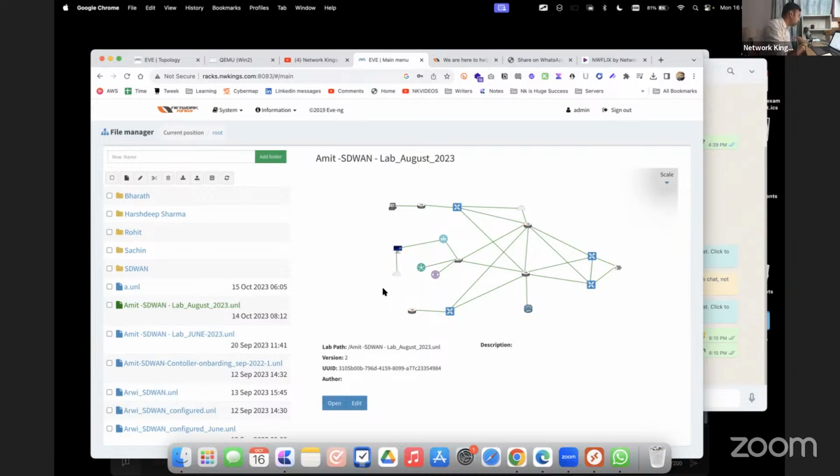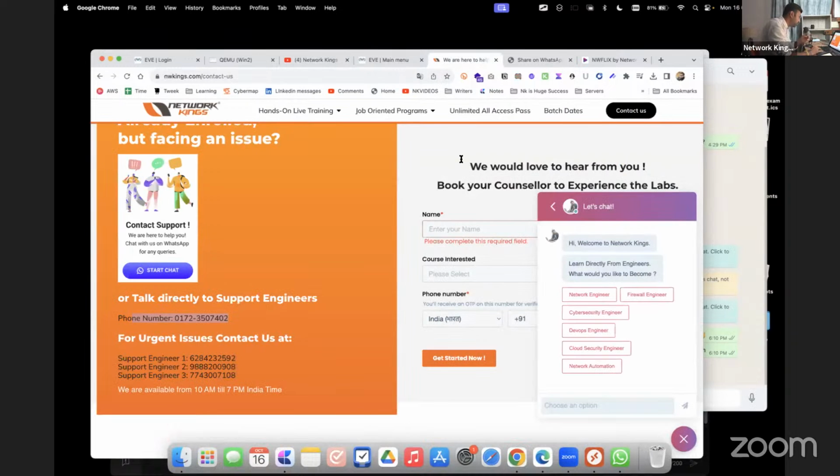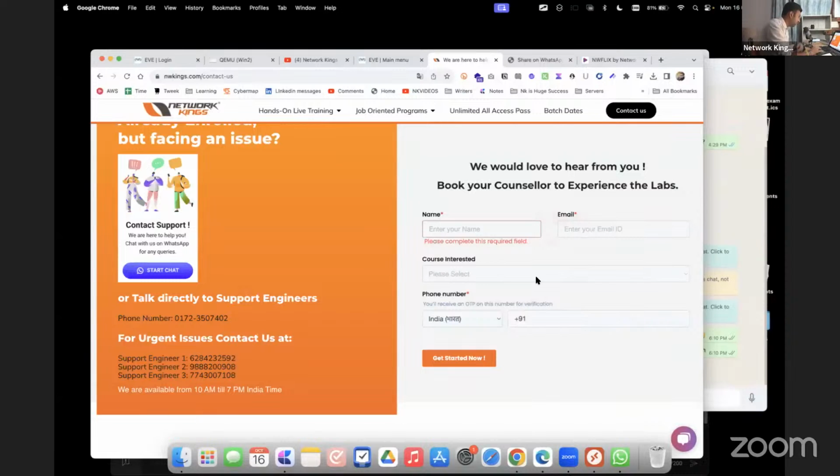If you have any configuration issue, OSPF or BGP issue, you can ask in the live class. If you do not get time in the live class to ask a question, then we have another portal which I'll be sharing with you. But yes, if anybody wants to take admission, they come here, chat, share your number and all. We will get back to you very soon.